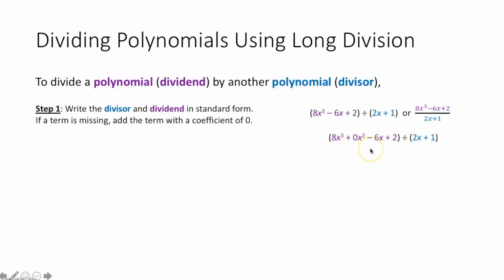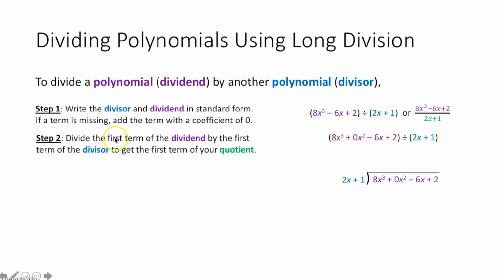Now we can divide. So first, we create our little division symbol. We put our divisor on the outside. We put our dividend underneath. Next, divide the first term of the dividend by the first term of the divisor to get the first term of your quotient. So 8x cubed divided by 2x. That's going to be 4x to the second. So we take that 4x to the second, and that's going to be the first term of your quotient, your answer. So we put that here.